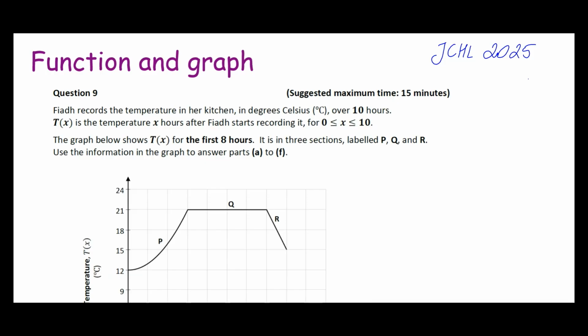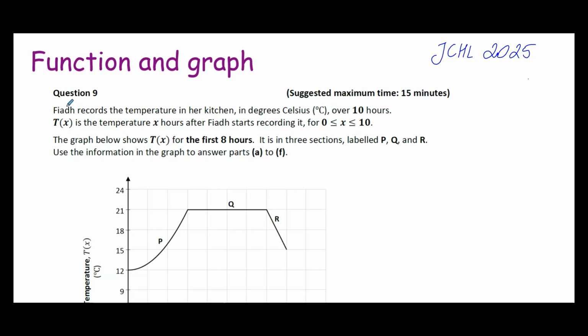Very important topic, function and a graph. Let's see. Fia records the temperature in her kitchen in degrees Celsius over 10 hours. T(x) is the temperature x hours after Fia starts recording it, for x between 0 and 10. Now, when we are reading it, we really have to understand what it is that they are telling us.